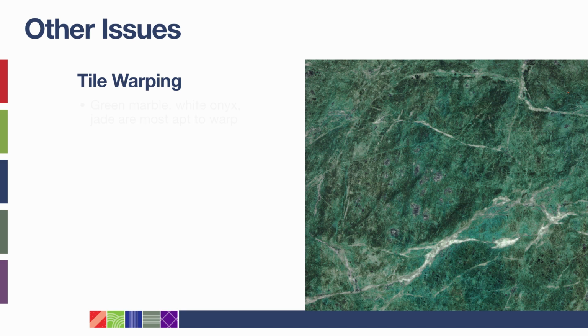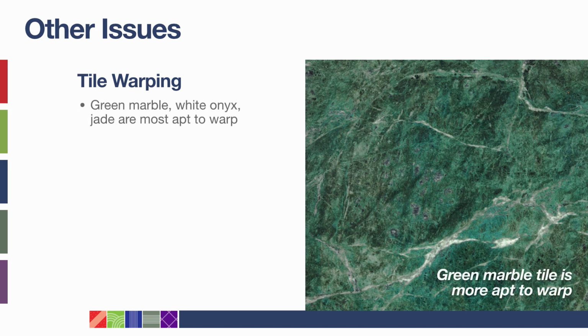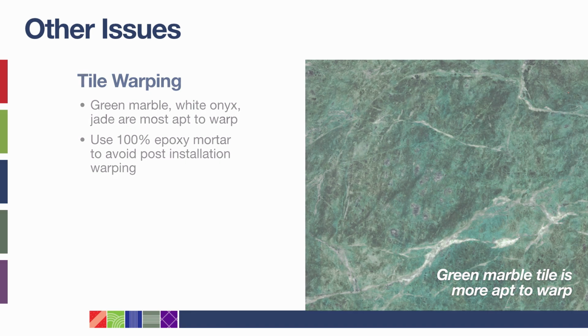Some stone types, including green marble, white onyx, and jade, are especially sensitive to moisture and more apt to warp. 100% epoxy mortar is required to install moisture-sensitive stones because water mixed with other types of mortars may cause them to stain or warp. Some warpage of tile is natural and inevitable. In fact, all tile are somewhat warped because shrinkage occurs during the tile firing process. However, moisture-sensitive stones require a 100% epoxy mortar to avoid post-installation warping.